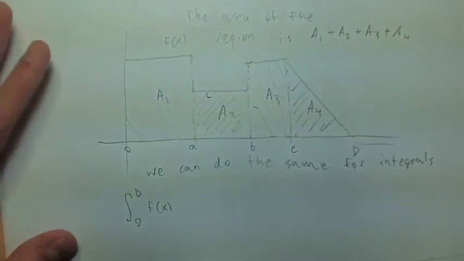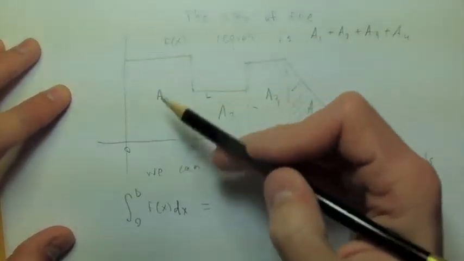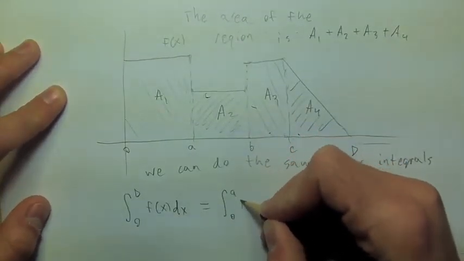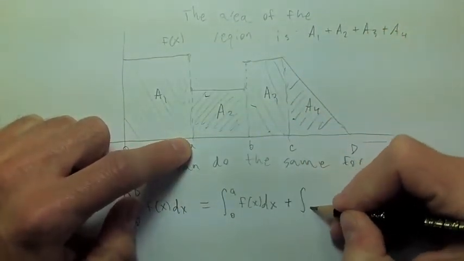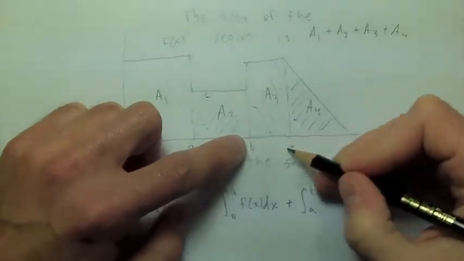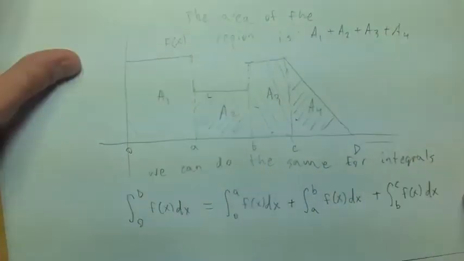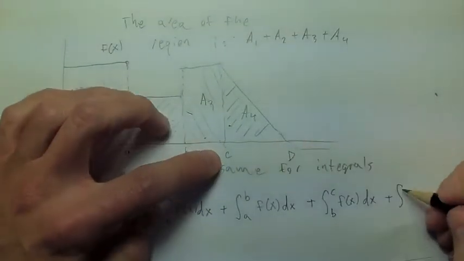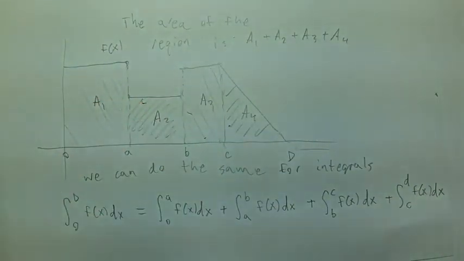Now, if I was doing this integral from 0 to d, I could instead take the net areas of each shaded piece, and it would be the integral from 0 to a of f of x dx plus the integral from a to b of f of x dx plus the integral from b to c of f of x dx plus the integral from c to d of f of x dx.